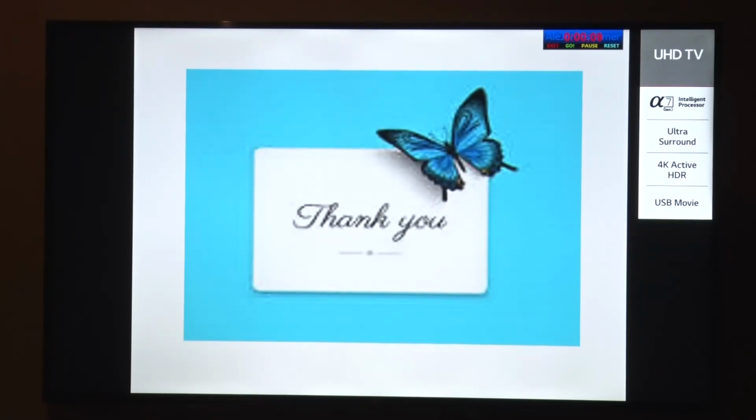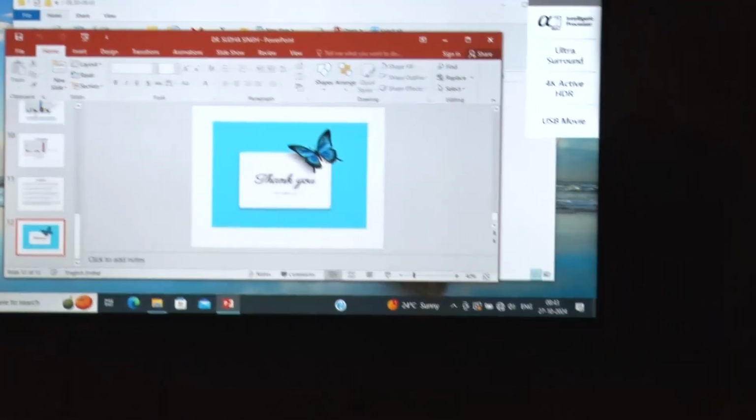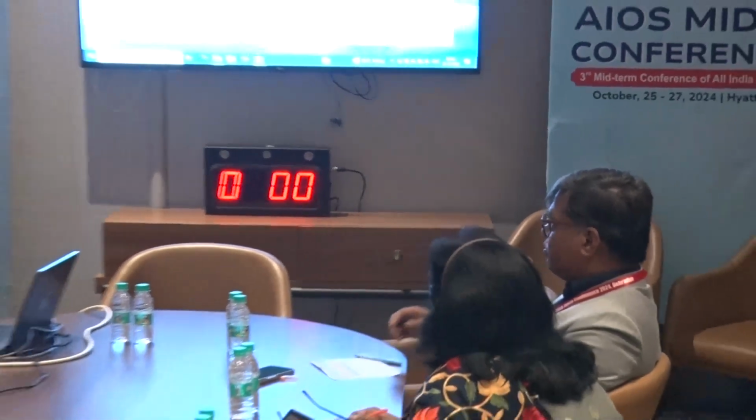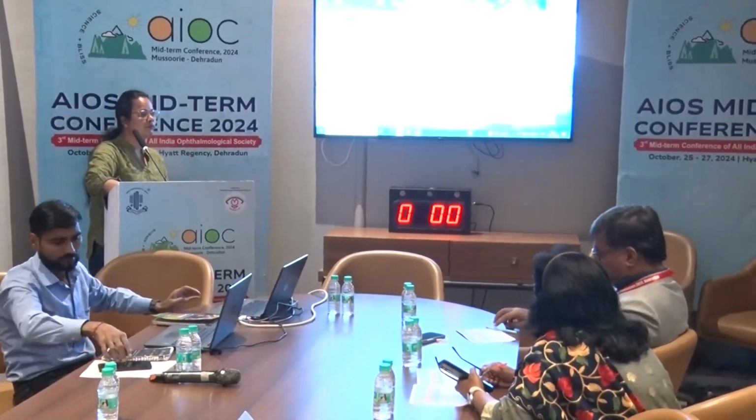Very elaborate presentation. Definitely the incidence of PCO is more with congenital cataracts. That's why we need the anterior vitrectomy also. So, any suggestions?